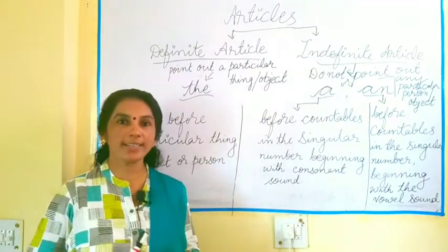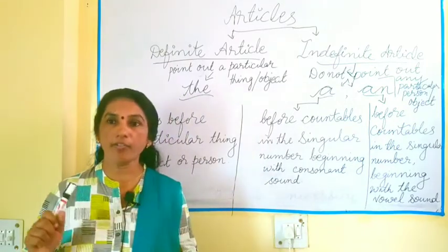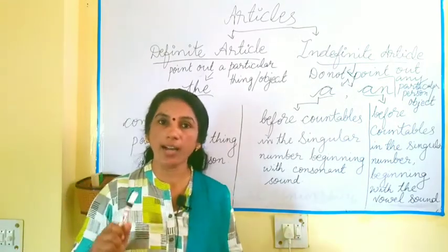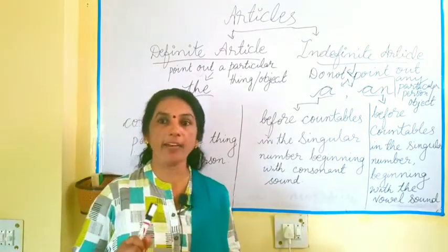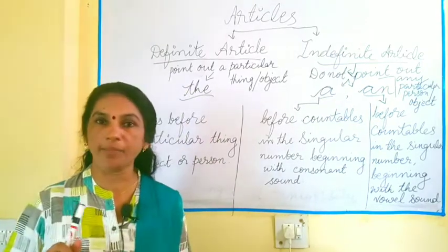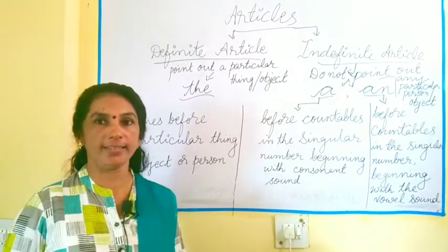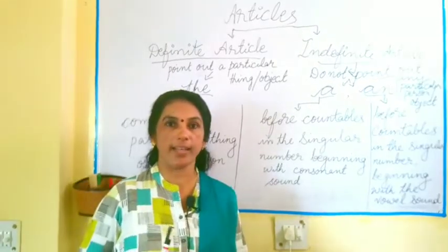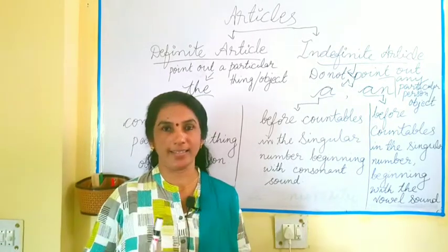But articles are difficult to hear in a sentence as they are function words which are unstressed, and articles are spoken quickly and with a lower pitch. Let us see the types of articles. There are two types of articles in English grammar. They are definite article and indefinite article.